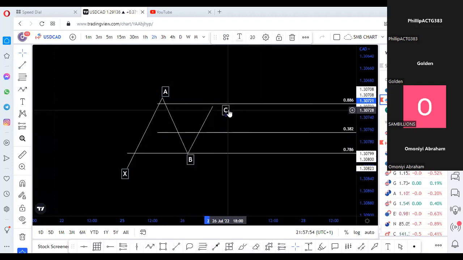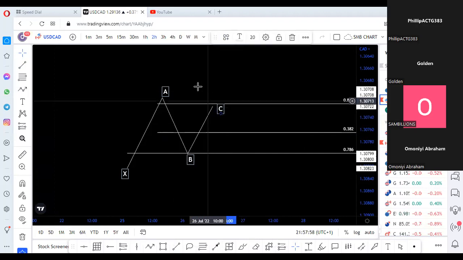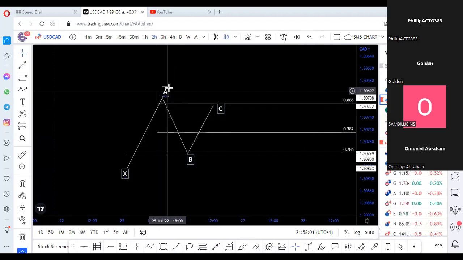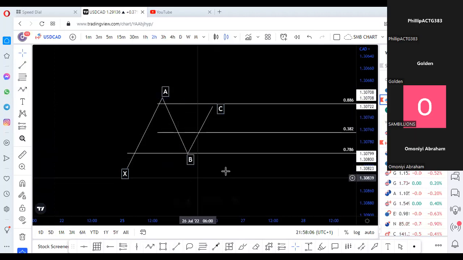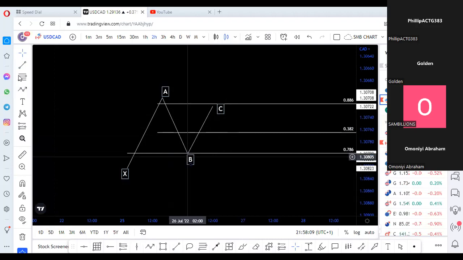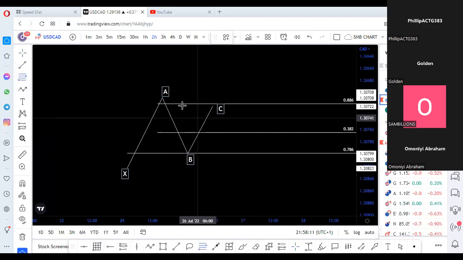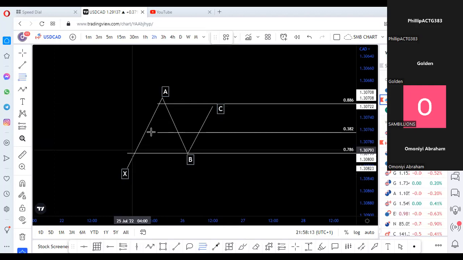This is our C. Let me recap. From X to A, you get your B. From A to B, you get your C. Now, for this one, to get the extension, you can see the other time I told you that it's from the swing low to the swing high.